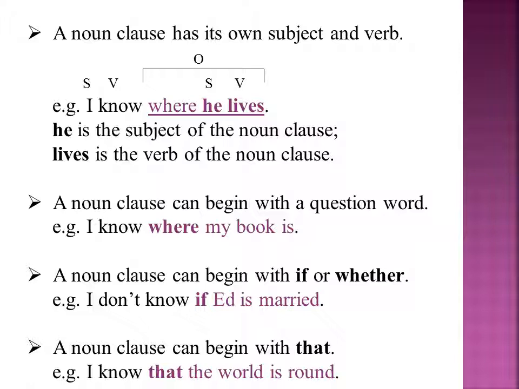A noun clause can begin with a question word. Example, I know where my book is. Where is the question word. A noun clause can begin with if or whether. Example, I don't know if Ad is married. A noun clause can begin with that. Example, I know that the world is round.